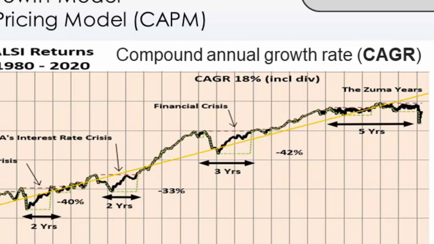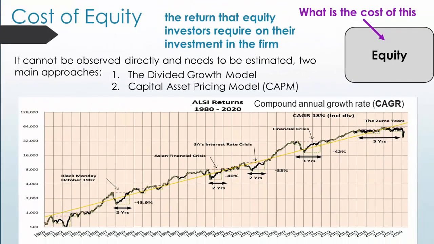But even with all these crises, if you have a look over this period of time, the compound annual growth rate, if you took your money and invested in the market, would be around 18%. And this includes the dividend.